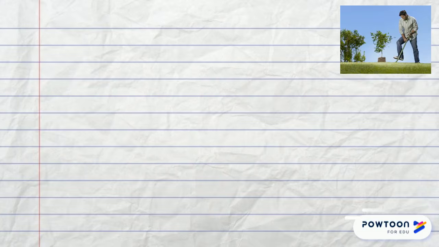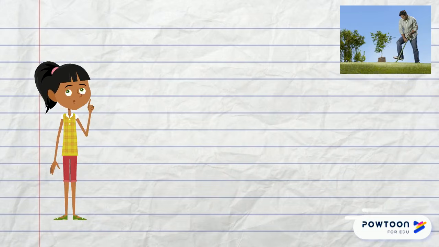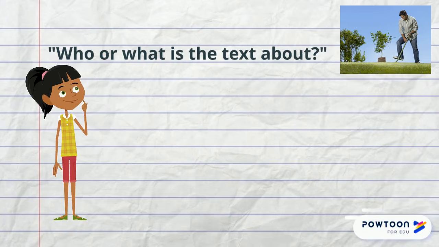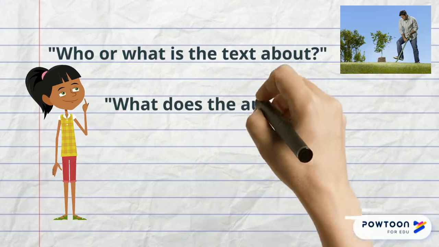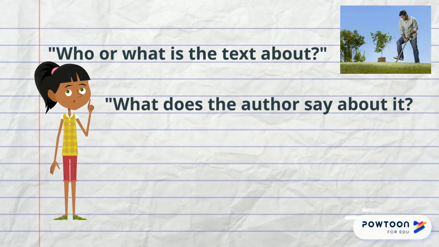To dig deeper into the central idea, we need to follow these steps. 1. Ask who or what is the text about? In other words, is it about someone or something? 2. Ask, what does the author say about it? Think, what did the someone or something mainly do?